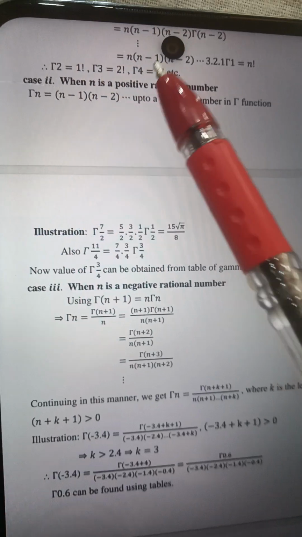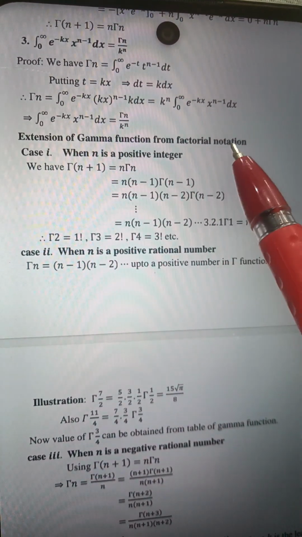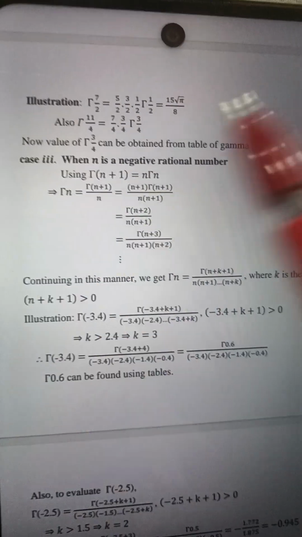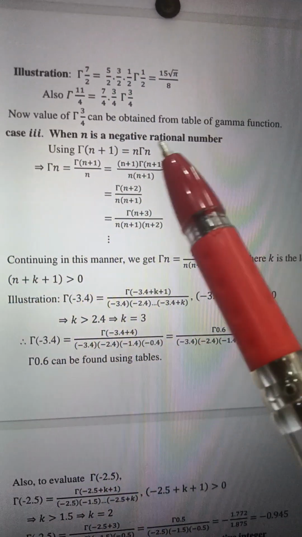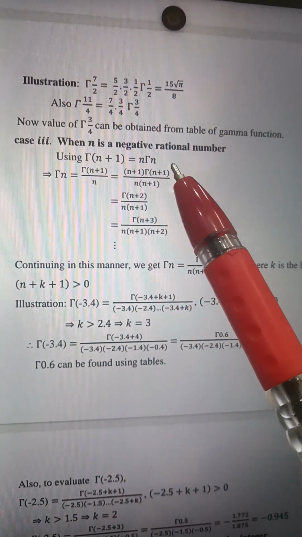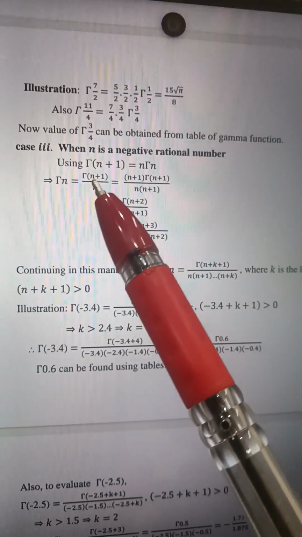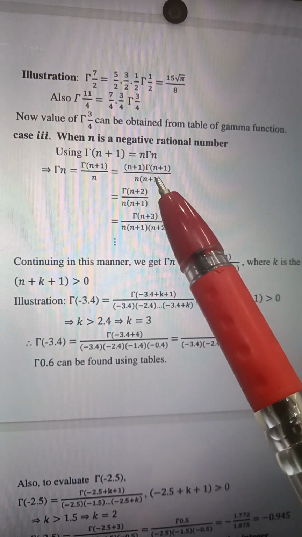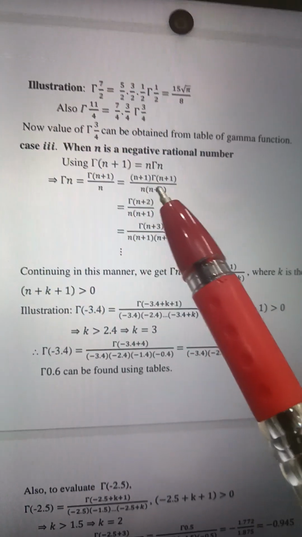Now, till now we have done two cases. Case 1: when n is a positive integer. Case 2: when n is a positive rational number. Now the third case: when n is a negative rational number. So factorial n plus 1 equals n factorial n. We can write it like this: factorial n plus 1 upon n equals factorial n. Continue the pattern. See the pattern and continue it.